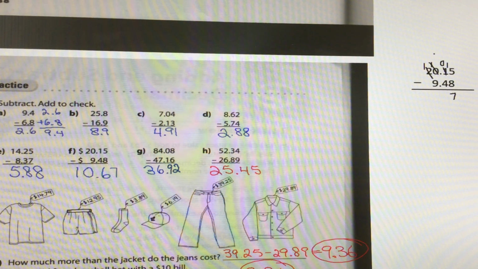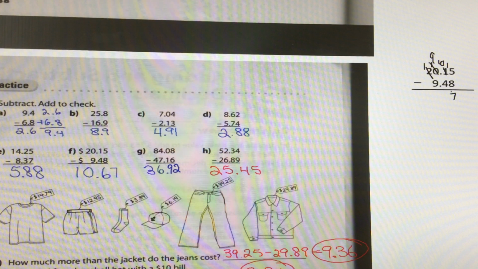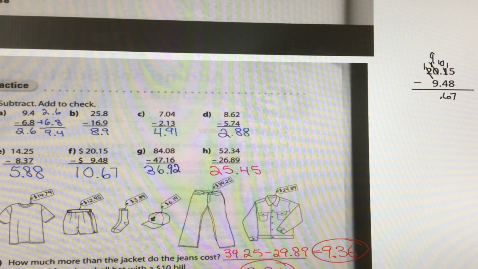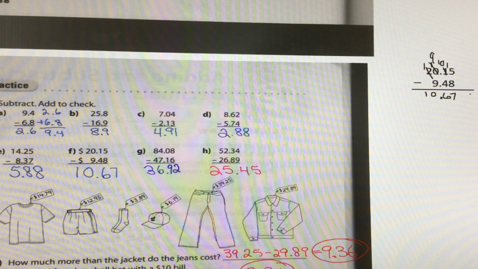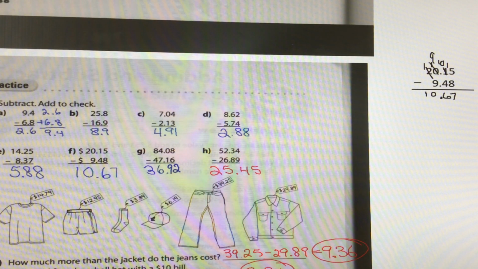This becomes a 9, and this now is a 10. Now we subtract again. 10 subtract 4 is a 6, a nasty looking 6, but nonetheless. 9 subtract 9 is 0, and we bring the 1 down because there's nothing there. $10.67.